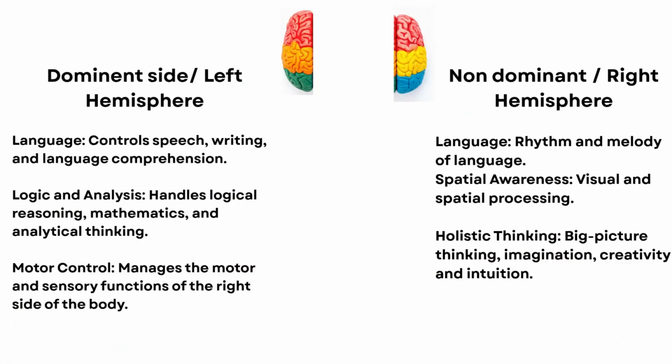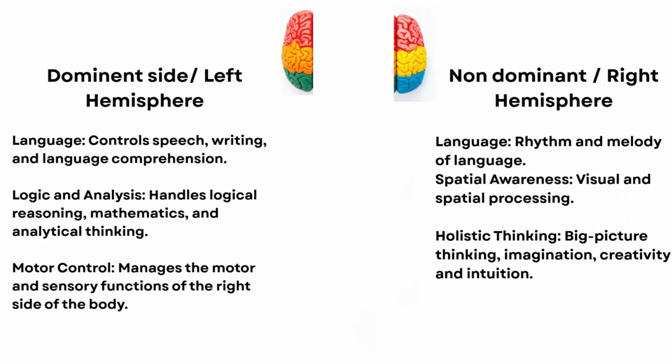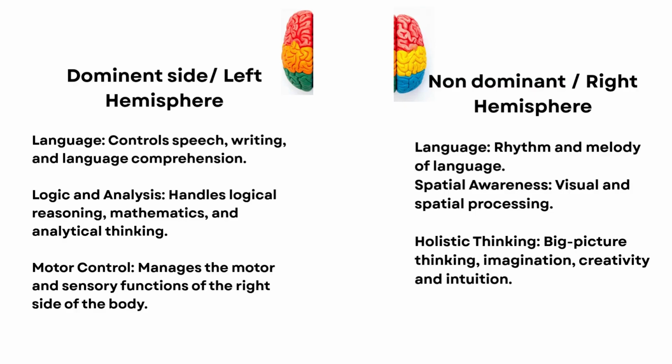So we have a dominant and a non-dominant hemisphere. If you are a right-handed person, your dominant brain will be the left one. And if you are a left-handed person, then your dominant brain will be the right one. For most of us, the left hemisphere is the dominant brain. Now let's see what the functions of this dominant and non-dominant brain are.